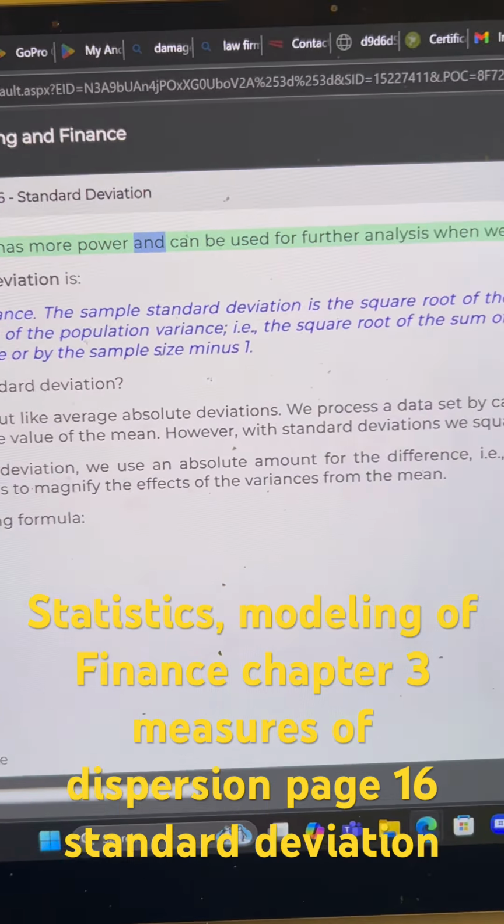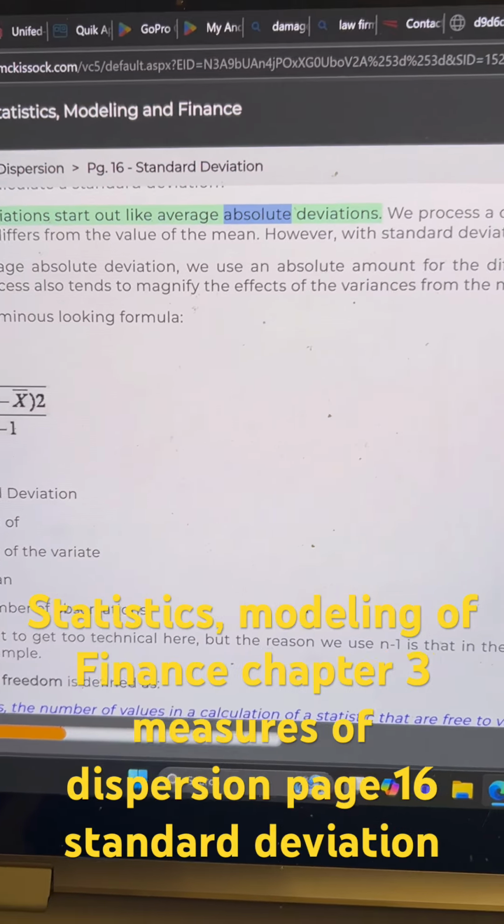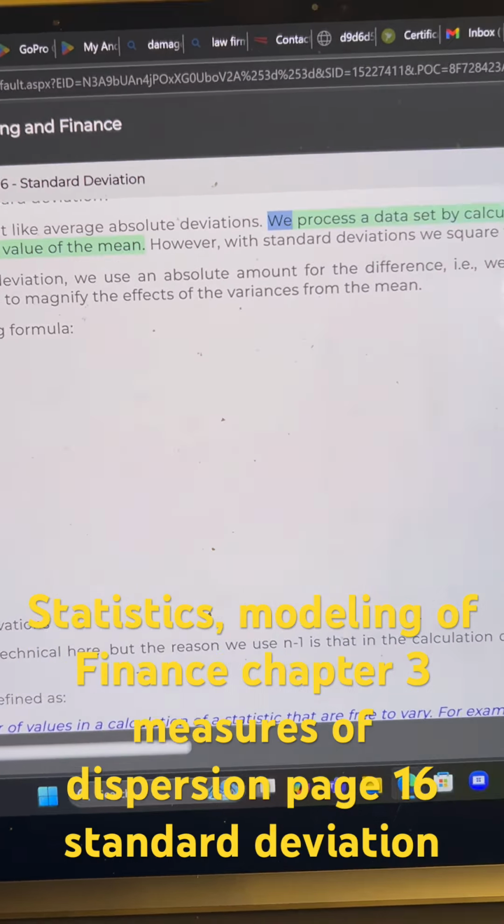How do we calculate a standard deviation? Standard deviations start out like average absolute deviations. We process a data set by calculating its mean and then compare how each observation differs from the value of the mean. However, with standard deviations, we square the actual difference. As with average absolute deviation, we use an absolute amount for the difference. That is, we ignore the sign, positive or negative. The squaring process also tends to magnify the effects of the variances from the mean.